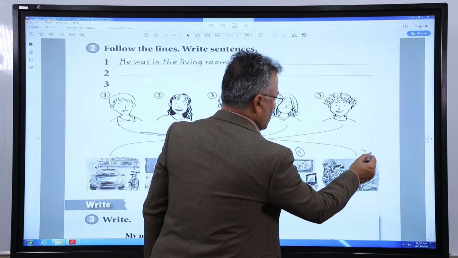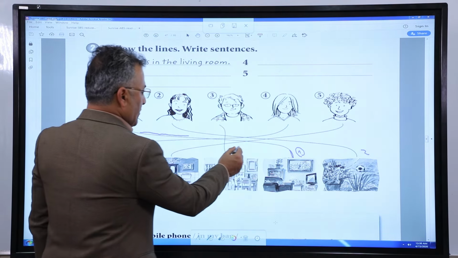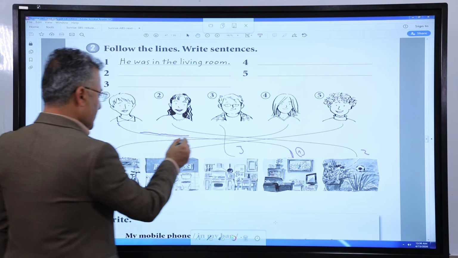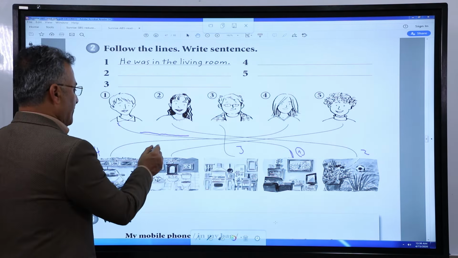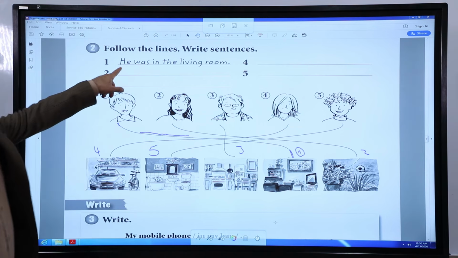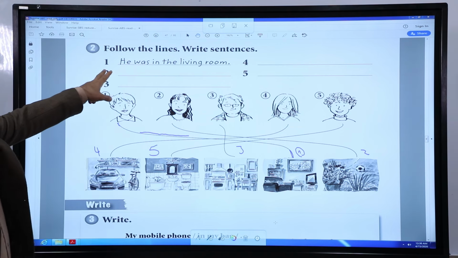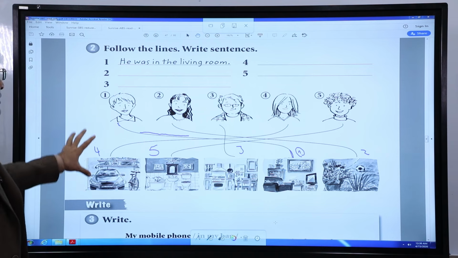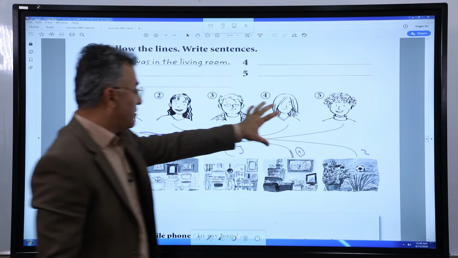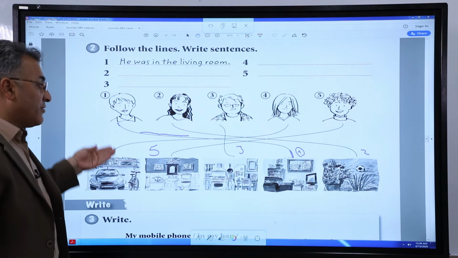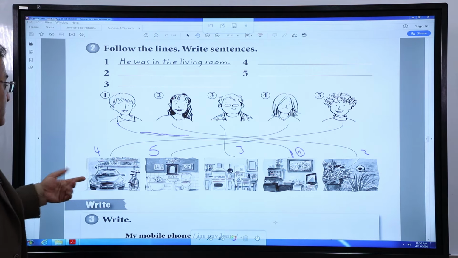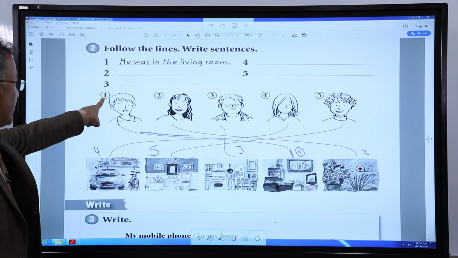Number 2. Number 3. Number 4. And the last one is number 5. Now, number 1 has been done for us. He was in the living room. If we talk about these pictures, where were they at that time?